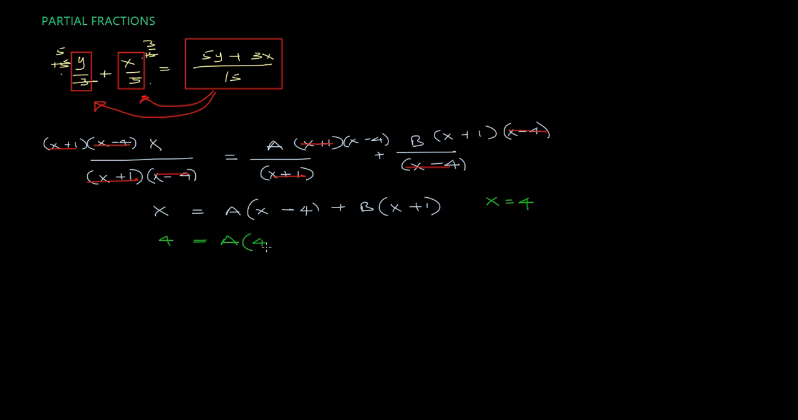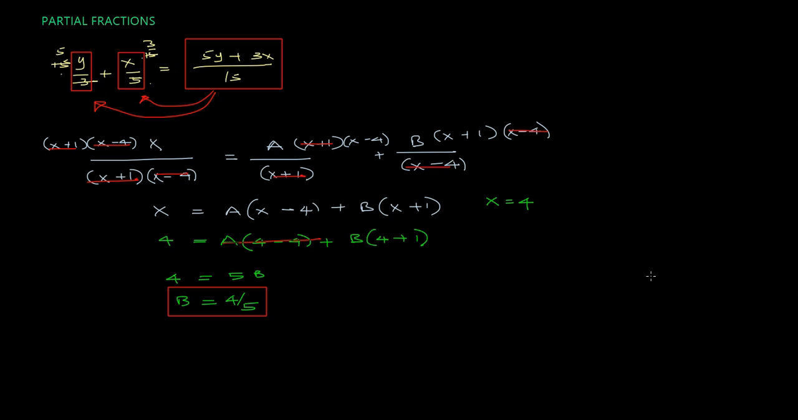Following that value, we have 4 equals a times (4 minus 4) plus b times (4 plus 1). Let's do the cancellation here. This goes. Now, our equation will become 4 equals b times (4 plus 1), which is 5. So hence we have 5b. Therefore, b equals 4 over 5. Right? Now, we've solved for b.